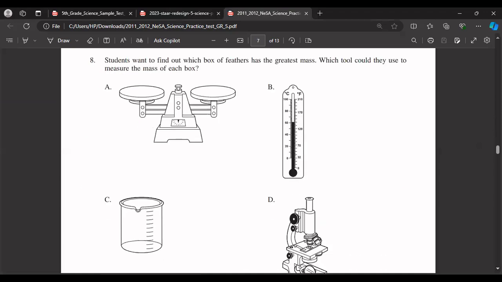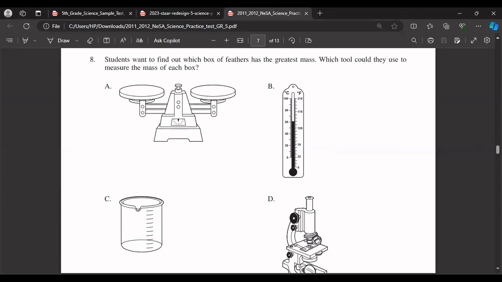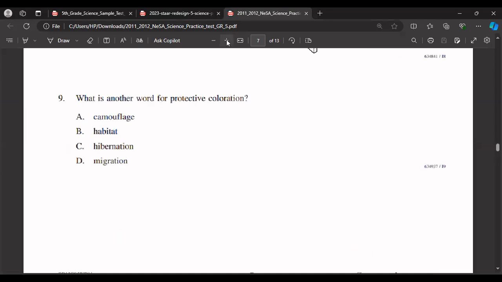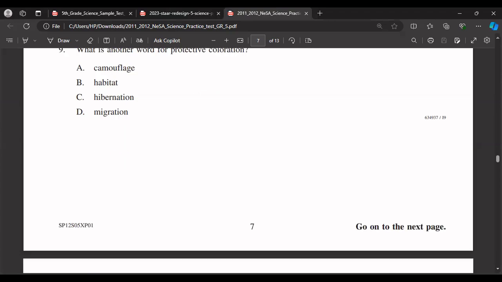Now we have question number 8. Students want to find out which box of feathers has the greatest mass. Which tool could they use to measure the mass of each box? Over to you. A scale or a balance? Beautiful, correct. A mass scale, a mass balance, a beam balance. Correct. Question number 9. What is another word for protective coloration? Over to you. Camouflage. Correct. Protective coloration. So what does that mean from the expression protective coloration? What does it mean? Like, some animals can camouflage, like a chameleon, and they have colors to help them blend in with the environment. Beautiful. To protect them against predators, right? Yes.